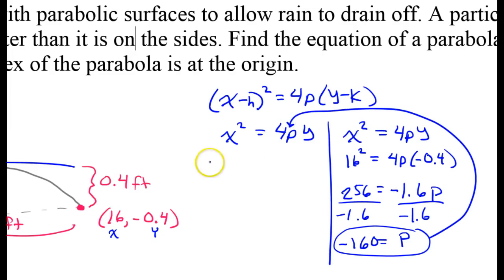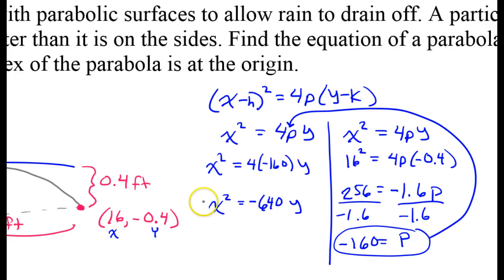So now I can take this p value and put it back into the equation that I was trying to make. So I will have x squared is equal to 4 times negative 160 y. So that'll be x squared is equal to, let's see, times 4, so that is negative 640y. So this is it. This is the equation of the parabola of the road.